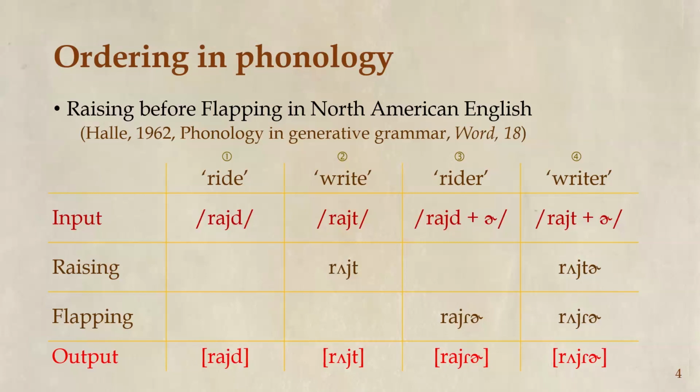And in column 4, you see that the two rules have to apply in a particular order, assuming that these rules are real rules. So you first raise and then you flap, because the way you pronounce a person who writes is writer, and a person who rides is a rider. That's how I pronounce it. So I must have raised the vowel before the voiceless consonant before it became voiced by the flapping rule.